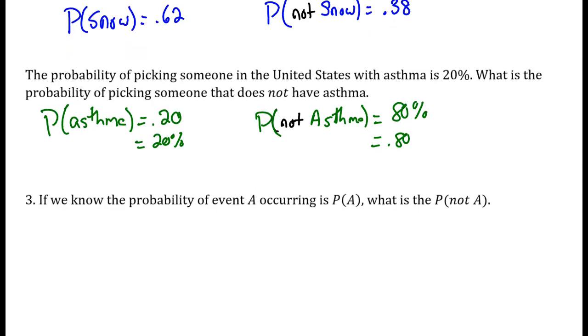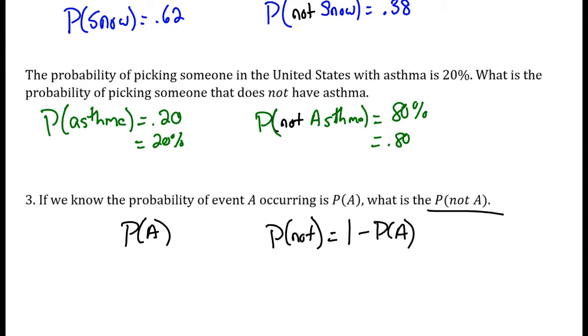So, if we know the probability of event A occurring, if we know P of A, what's the probability of not A? Well, the probability of not A is 1 minus the probability of A. The probability of not A is everything else, because 1 is the probability of something happening. Something will always happen if the probability is 1. And either A happens or not A happens. So 1 minus P of A gives us the probability of not A.